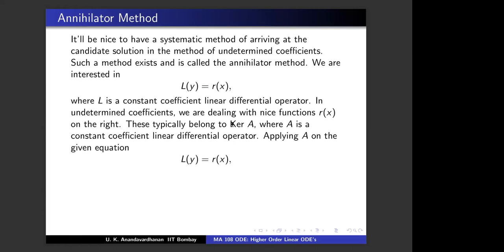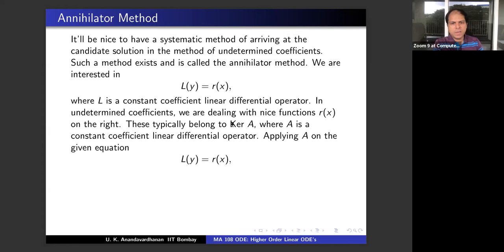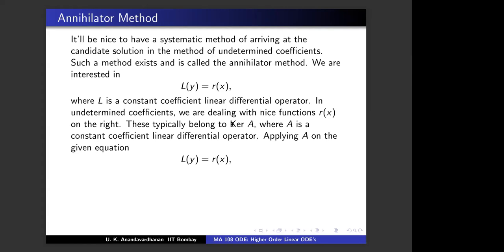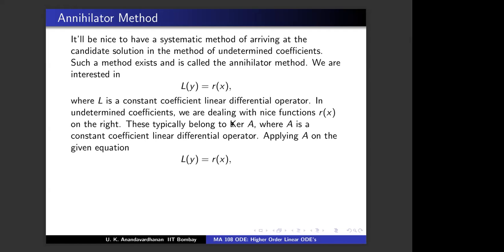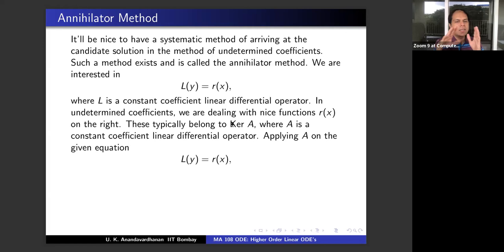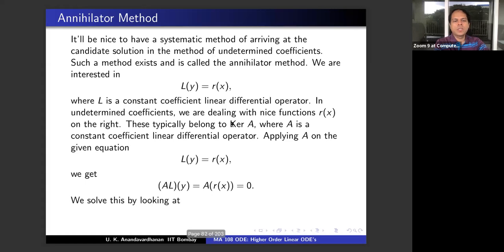So if you have Ly equal to R(x), and if you could guess an A which kills R(x), what will you do to this equation? You just apply A to this equation. RHS becomes 0 and LHS is A composed with L. So you get a homogeneous equation ALy equal to 0. And for homogeneous, we have a method. You take the characteristic polynomial, which is the characteristic polynomial of A times the characteristic polynomial of L, and your homogeneous method will solve for this. And therefore, you would have solved in particular.